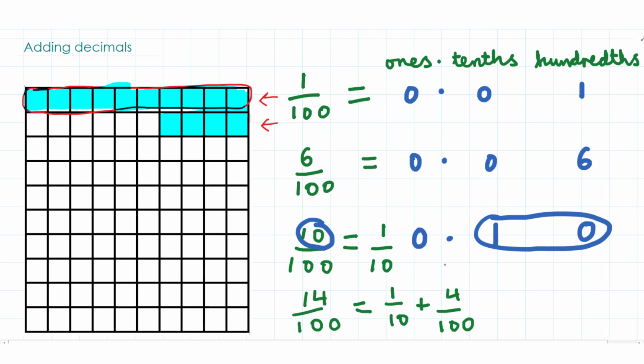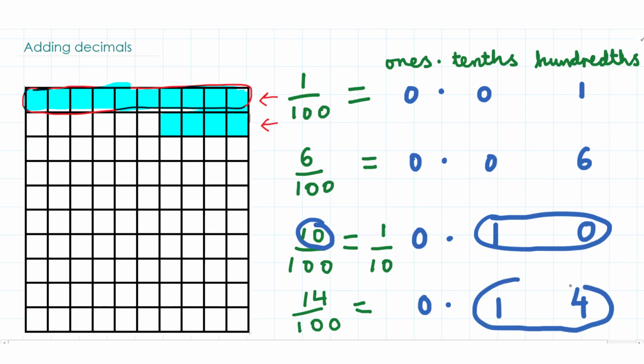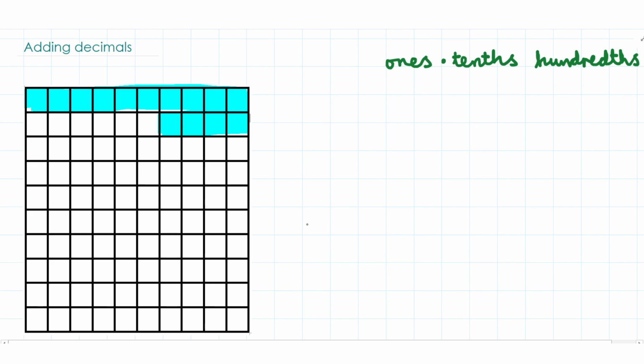So now we're ready to write it as a decimal. How many ones do we have? None at all. But we said we had 1/10 and 4 100ths. So 14 hundredths is equal to 0.14. Let's look at some addition. What if I wanted to work out 0.14 plus, what should we say? 0.48. What would that look like on our 100 grid?